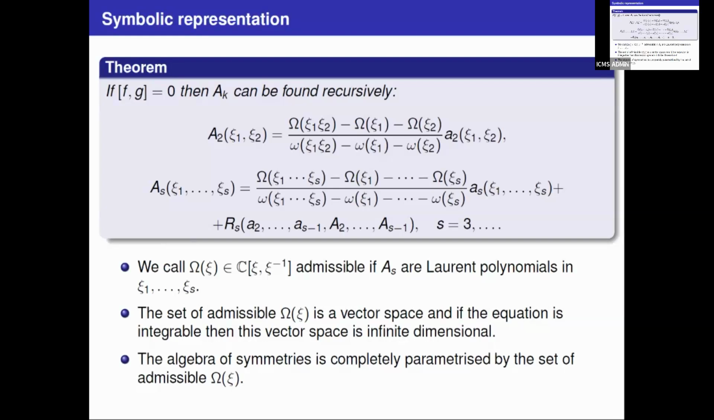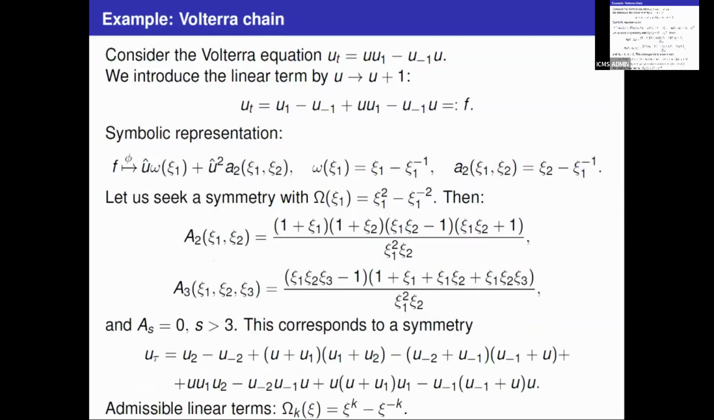However, the trouble is, for a given equation, how to find this vector space. So as I said, for the Volterra equation, let me show you the next example, how it works actually. So this is an example of the Volterra equation. u_t is u_1 minus u_{-1} times u. This equation does not have a linear term, as you see. So there is no term in u_1. However, we can introduce it simply by shift. So we can shift u by 1. So we get u_1 minus u_{-1}. So this is the term from A1. And this is already A2.